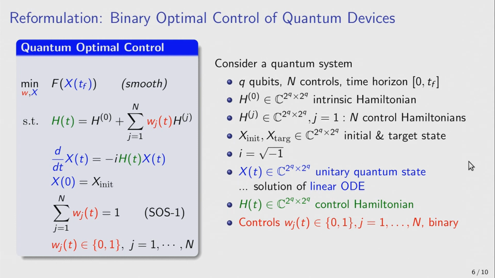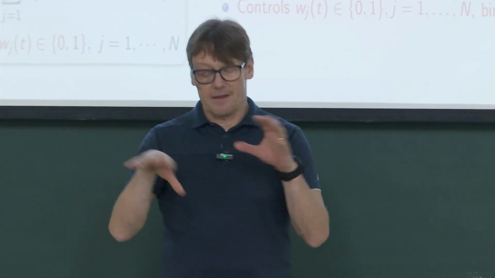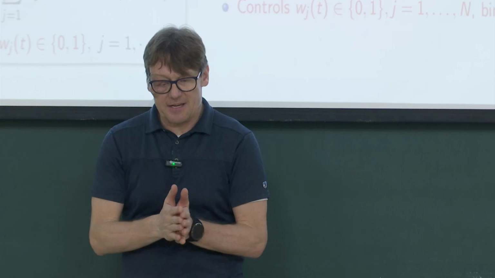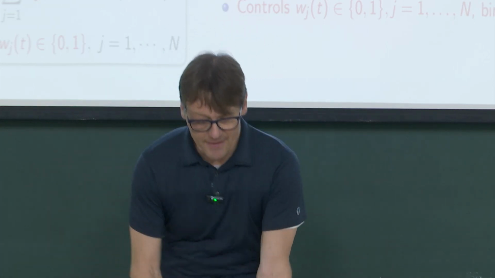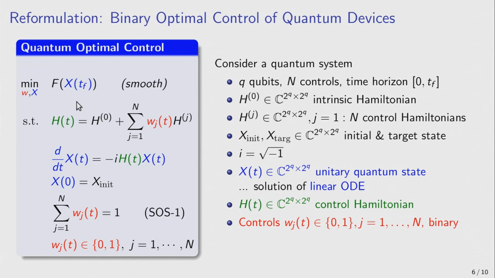So the goal is to somehow control the Hamiltonians, which you can think of as the gates in the quantum computer, to achieve a certain state that you want at the end. The objective here is the final state, and typically you're trying to get to a given final state.